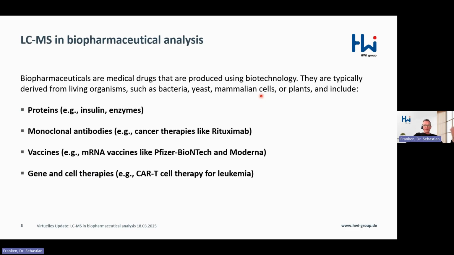So, to recap, biopharmaceuticals are drugs produced using biotechnology. They are typically derived from living organisms, such as bacteria, yeast, mammalian cells, or even plants. And they include, for example, proteins, of course. Insulin maybe is the oldest and best known example of a biopharmaceutical. But biopharmaceuticals are also enzymes, for example.